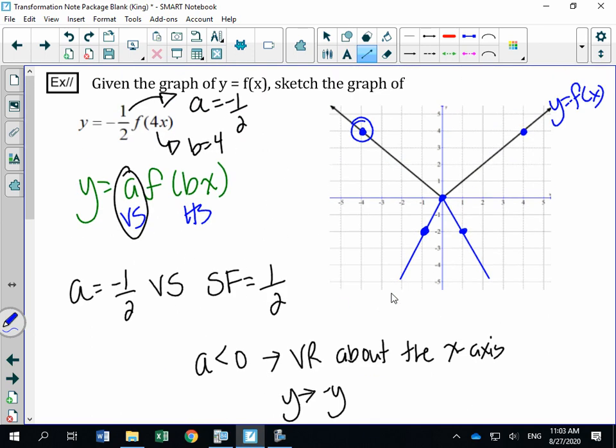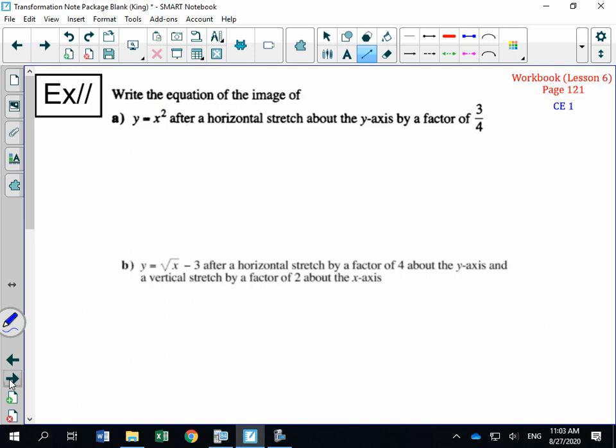Okay, next question. It's going to correspond. So again, if you want to redo this question later on, it's on page 121, class example number 1. Okay, so let's look at this one. Write the equation of the image of y is equal to x squared, our function.